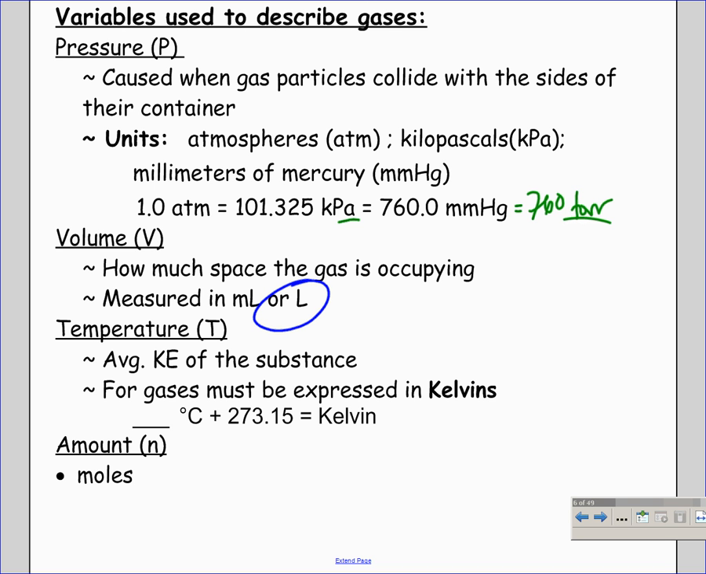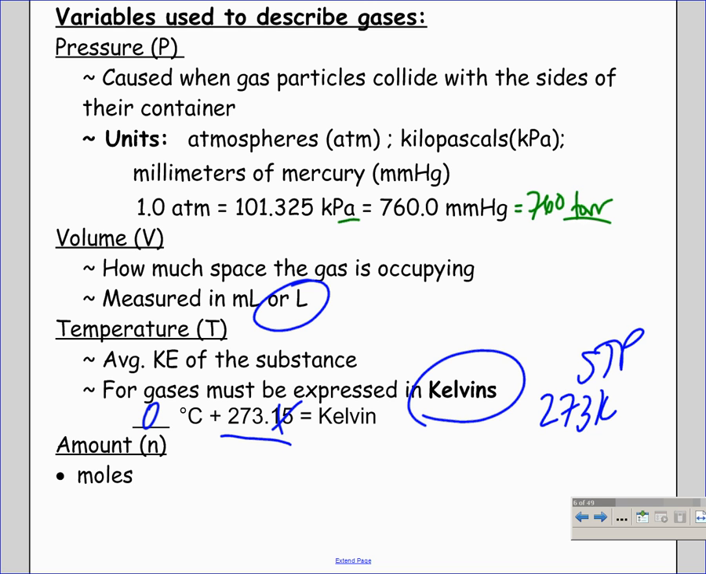Temperature is a special one. You always have to report for every single gas calculation, the temperature unit has to be in Kelvin. You'll have no choice. You must convert to Kelvin. How do you do that? Add 273. You don't have to do the 0.15 because that's real nitpicky. So like at STP, 0 degrees C plus 273 gives us 273 kelvins for our STP temperature.